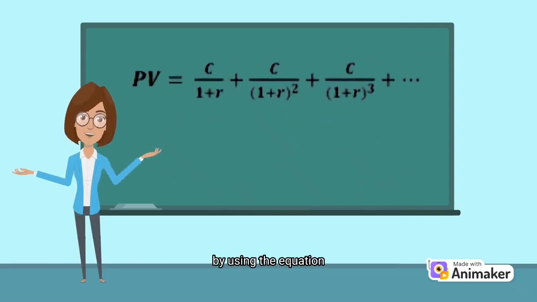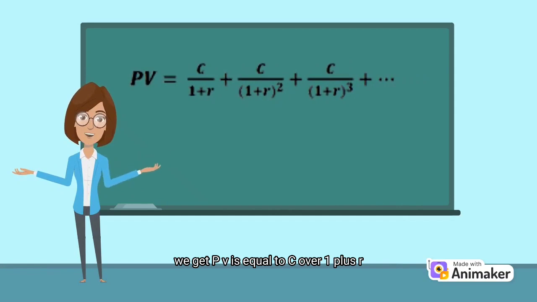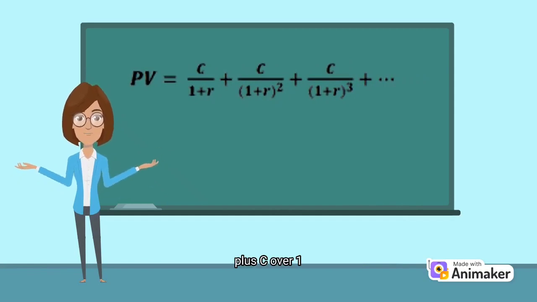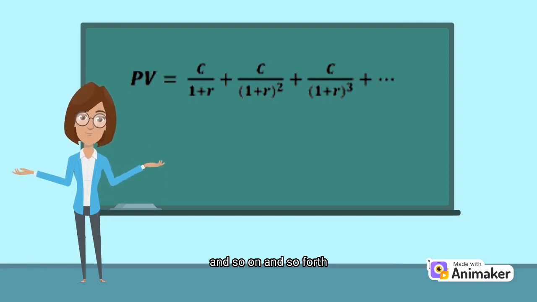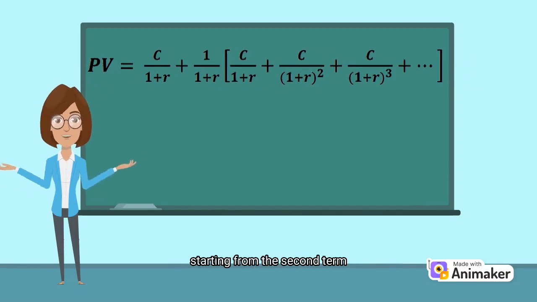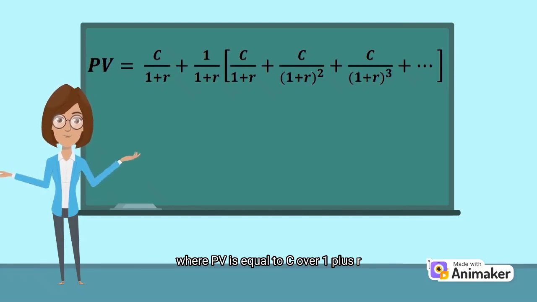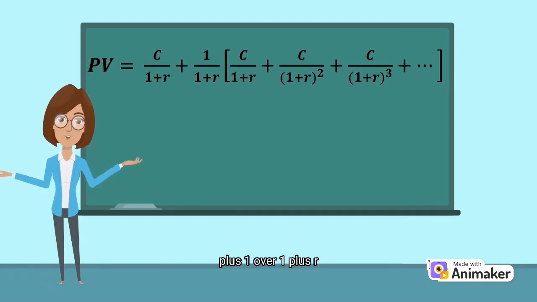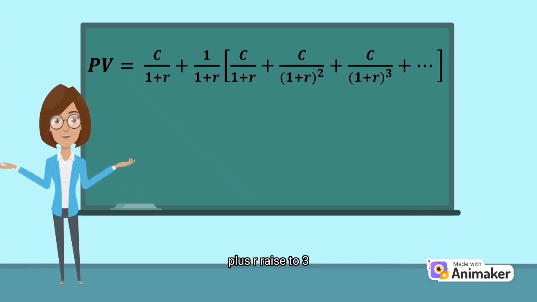By using the equation, we get PV equals c over (1 plus r) plus c over (1 plus r) raised to 2 plus c over (1 plus r) raised to 3 and so on and so forth. Again, we factor 1 over (1 plus r) out starting from the second term on the right-hand side of equation 1, where PV equals c over (1 plus r) plus 1 over (1 plus r) multiplied by c over (1 plus r) plus c over (1 plus r) raised to 2 plus c over (1 plus r) raised to 3 plus so on and so forth.